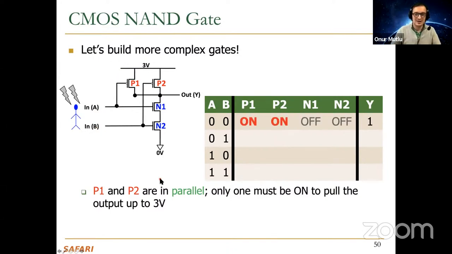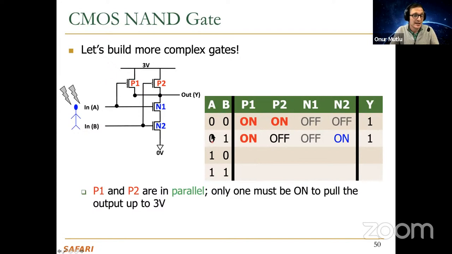Okay. So basically, if both A and B are zero, let's go through each of them. If both A and B are zero, what happens is these do not conduct. So zero doesn't get connected, but both of these conduct. As a result, you get 3 volts in the output, which is 1, right?